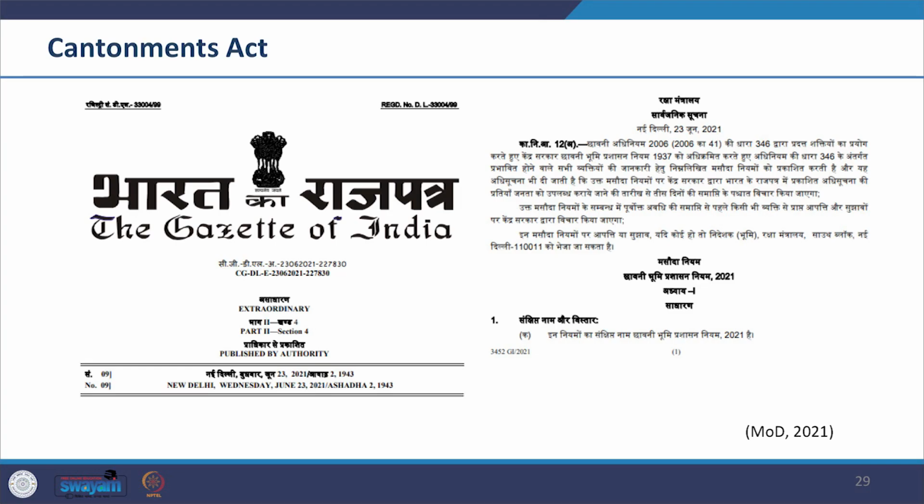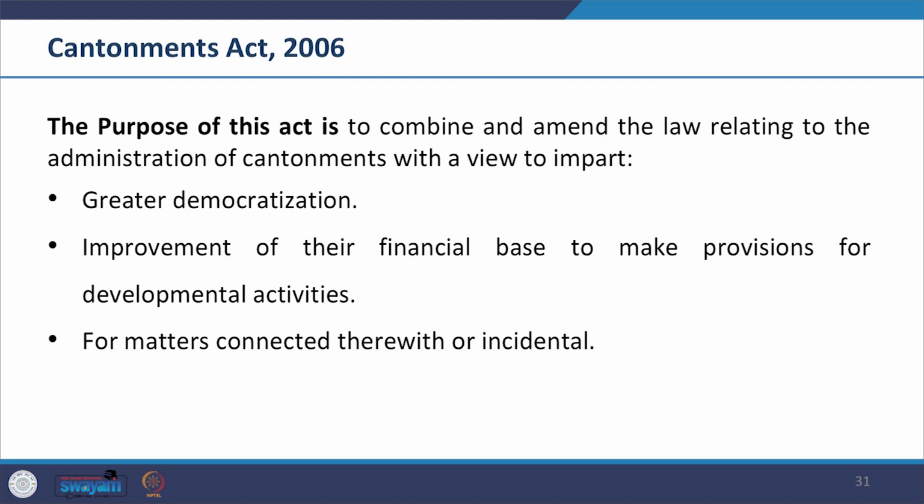The Ministry of Defence on June 23rd, 2021 has issued the Draft Cantonment Land Administration Rules 2021. There is also the Cantonment Bill 2020. For the purpose of review of Act and also to understand the implications and look at the various definitions, we will look at 2006 Cantonment Act. The purpose of this act is to consolidate and amend the law relating to administration of cantonment with a view to impart, so what is the intention?